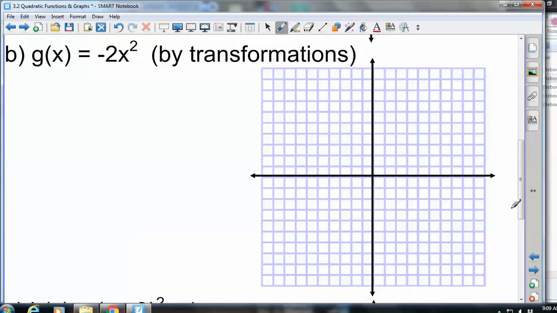So if I gave you this one, we could use our transformations. We know what x squared looks like, so I could graph my parent function. 0 squared is 0. 1 squared is 1. 2 squared is 4. Negative 1, 1. Negative 2, 4. So these are just like on that test we just took. You make your parent function dashed.